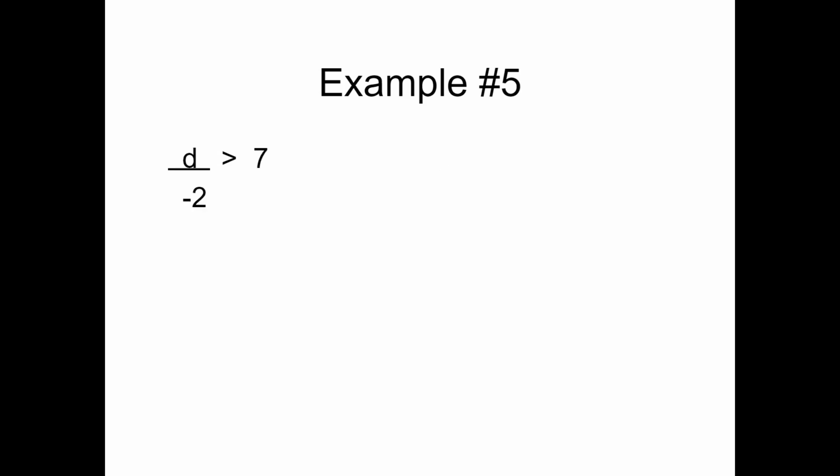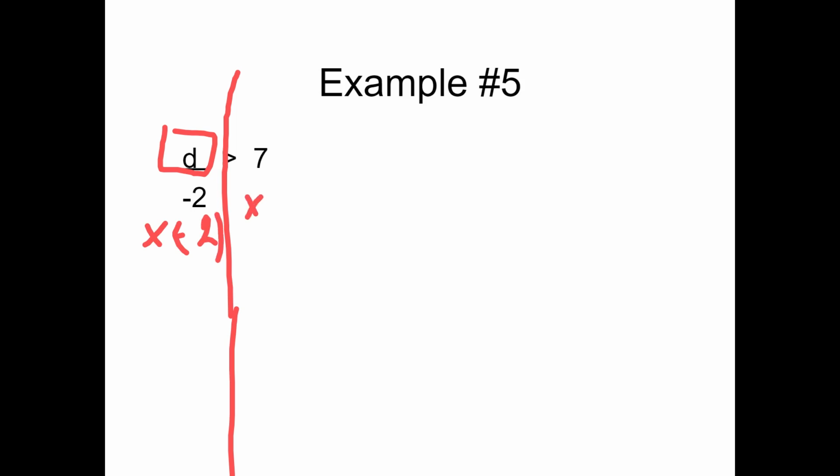So now I have d divided by negative 2 is greater than 7. I'm going to draw my river, and then box up my variable. Now I'm left with divided by negative 2. So what am I going to do instead? I'm going to multiply by negative 2 instead. So multiply by negative 2, put parentheses around it, on both sides. So d is going to be left by itself. 7 times negative 2 is going to give me negative 14.